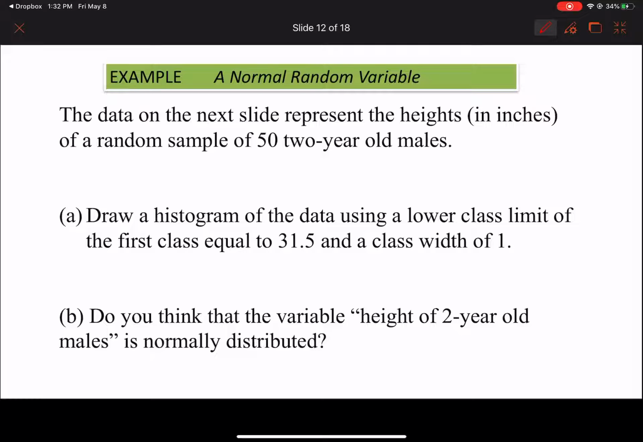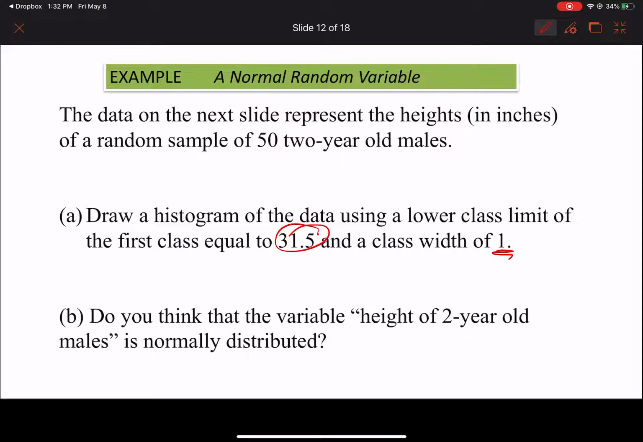So the data on the next slide represents the heights in inches of a random sample of 52-year-old males. We're going to draw a histogram of the data using a lower class limit of the first class equal to 31.5 and a class width of 1. Do you think that the variable, the height of a 2-year-old male, is normally distributed? Most things in nature seem to be somewhat normally distributed, and it's pretty cool that nature works that way. And so I would say probably.